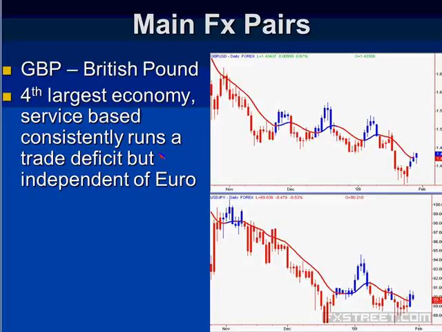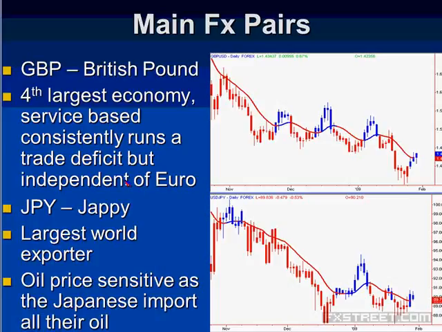And one of the problems, of course, and one of the reasons it had a bit of a problem getting into the euro, was that the country just runs a trade deficit. But of course, it is seen as independent of the woes of Europe at the moment. So now let's go on to the Japanese yen.